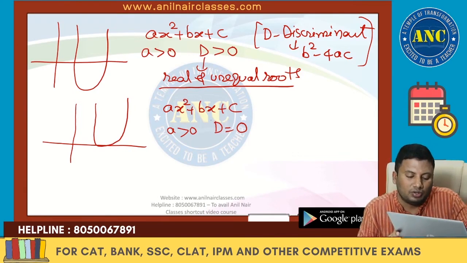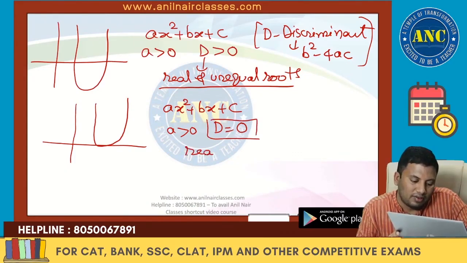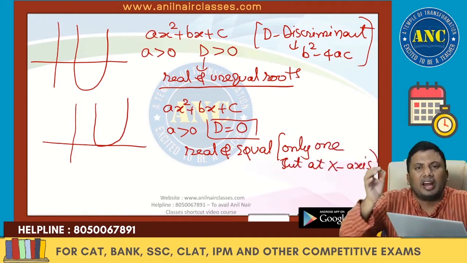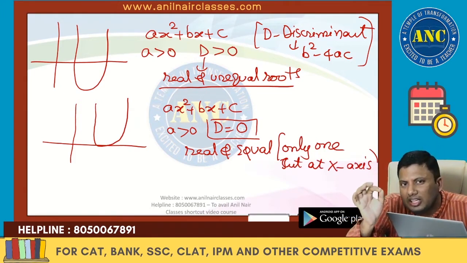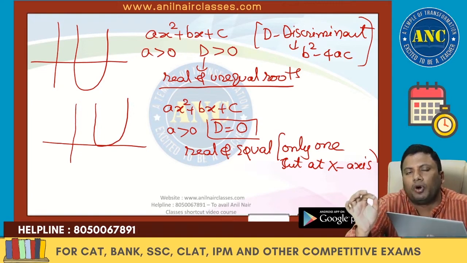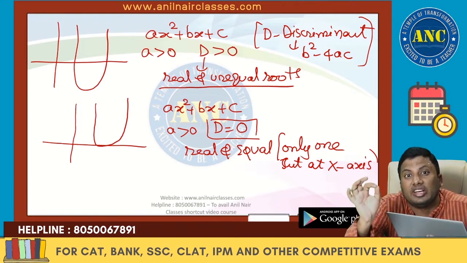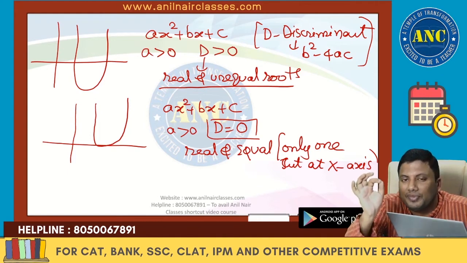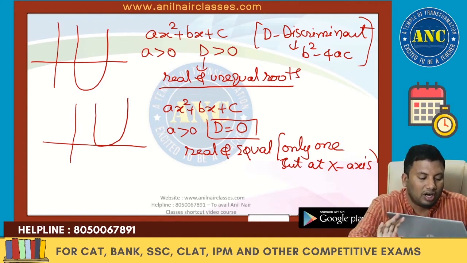D equal to 0 means the roots will be real and equal. Because the 2 roots are equal, only one cut at the x-axis will be there. Another important point: what is a root? A root is a point where the graph touches the x-axis. If a graph is touching the x-axis, that point is called the root.